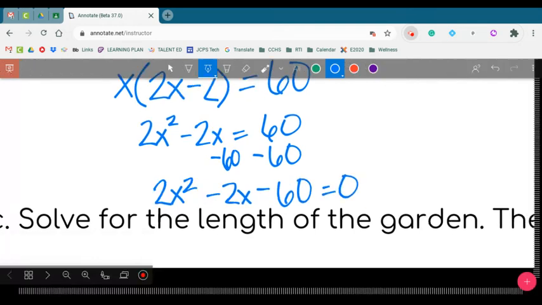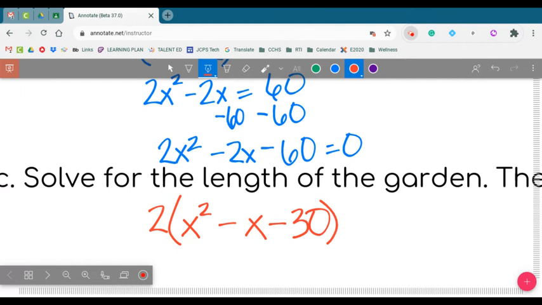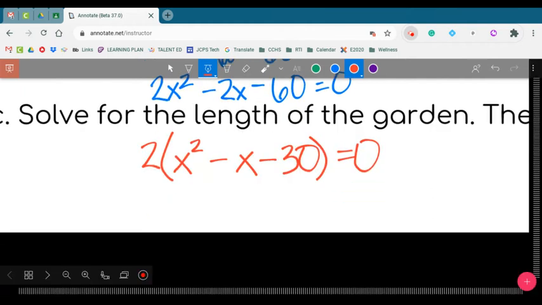So now I'm going to go down and factor it. My first thing, we don't see that x is by itself, so there should be a GCF. Can I pull a number out of 2, 2, and 60? Yes, you can pull out a 2. So you're going to bring out a 2: x squared minus x minus 30 equals 0.